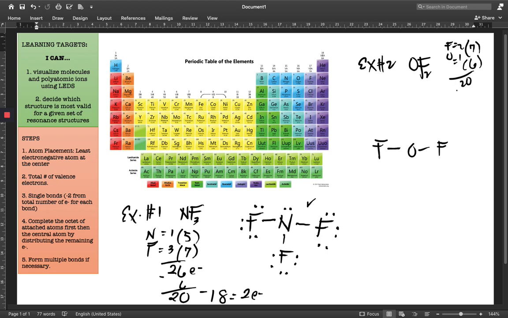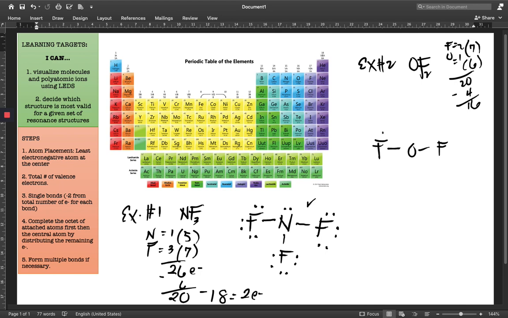Alright, so this is minus 4 electrons. You get 16. So what do we do to these 16 electrons? We are now on step number 4. We distribute the 16 electrons in order to complete the octet of the attached atoms. Take note that between oxygen and fluorine, there are already 2 valence electrons.